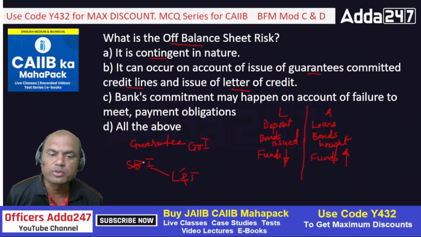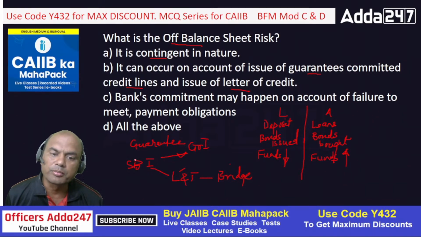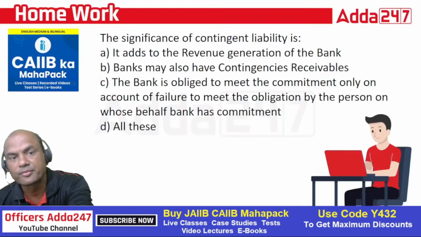Now you issue a guarantee to Government of India on behalf of this L&T, that L&T will construct that bridge. But what happens, due to certain reasons, this bridge was not constructed by L&T. So Government of India will come to whom? They will come to you, because you have issued the guarantee. So this is the meaning of C. Bank's commitment may happen on account of failure to meet payment obligations. So what is the off balance sheet item then? A, B, C or D? Correct. The answer is D, all of the above, isn't it?